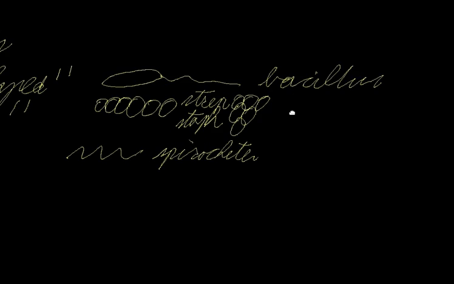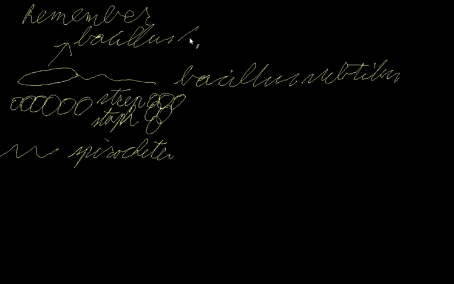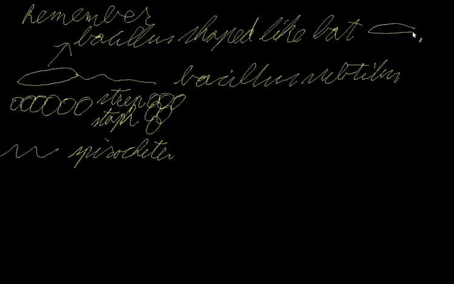Bacillus subtilis is the main gram-positive organism studied by microbiologists, perhaps the second most important to research, second only to E. coli. I remember Bacillus shape because it looks like a baseball bat, and it has the BA at the beginning. That's how I learned the shape of Bacillus, because it's shaped like a bat and has that ba sound at the beginning.